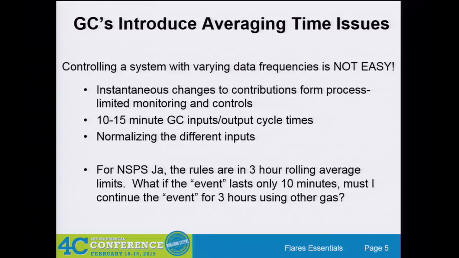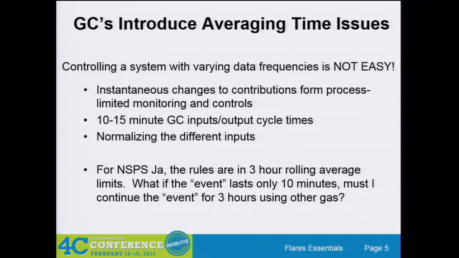You get this in all these, and this is not only a JA issue where your sulfur limit is on a 3-hour rolling basis. The consent decrees are full of different hourly block averages and rolling averages. Is it a 5-minute block? Is it an hour rolling? Is it a 24-hour rolling? They just go all over the place.